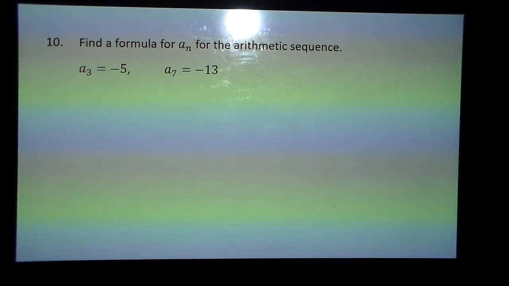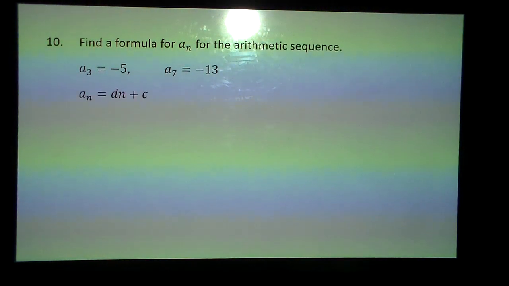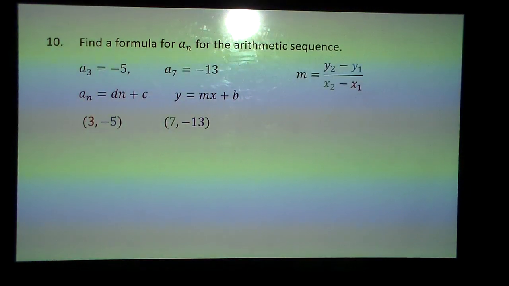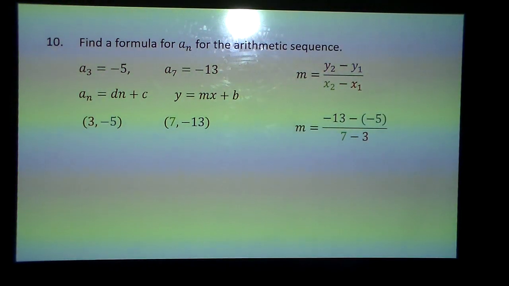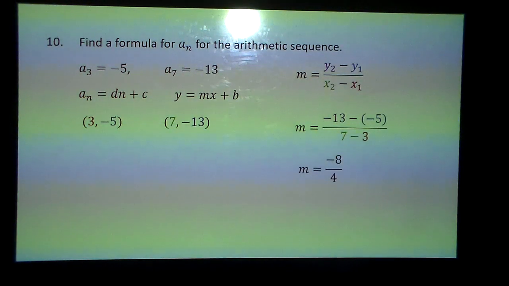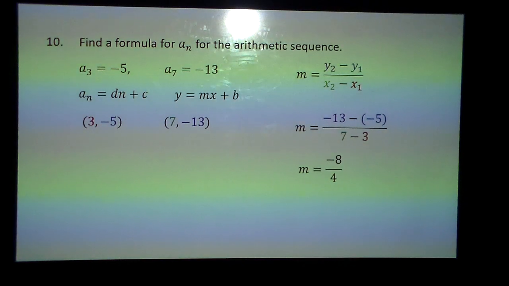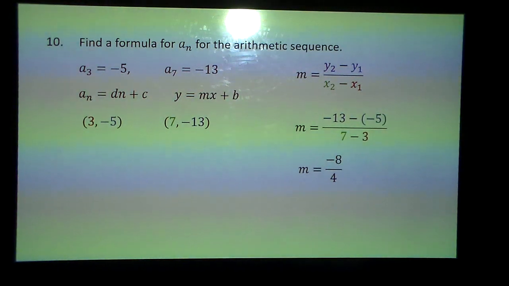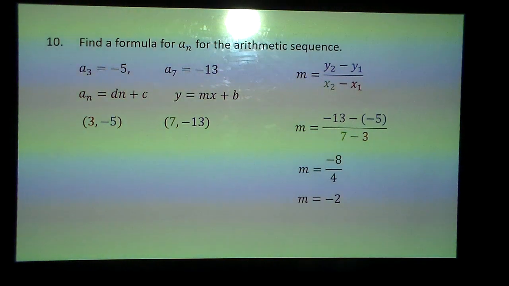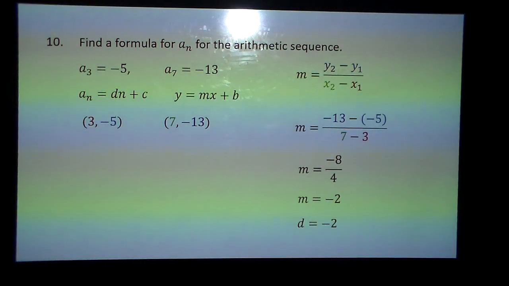Here's another one as a sample. Ooh, I might treat this as like 2 points here. It's kind of like y equals mx plus b. And if you remember your slope formula, y2 minus y1 over x2 minus x1, which means you would take that -13, the value, minus the -5, which makes it -8, and 7 minus 3 is 4. So m is -2, that's the slope or rate of change. That's my d is -2.